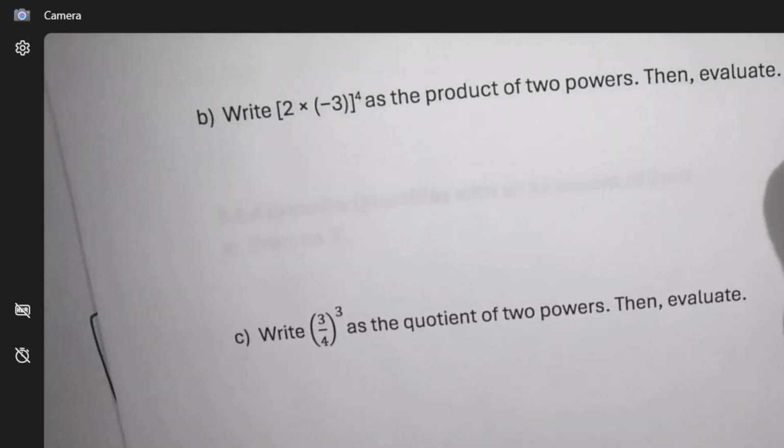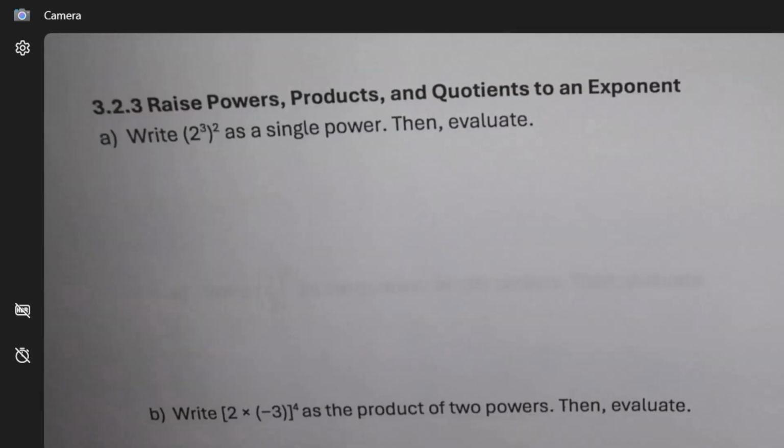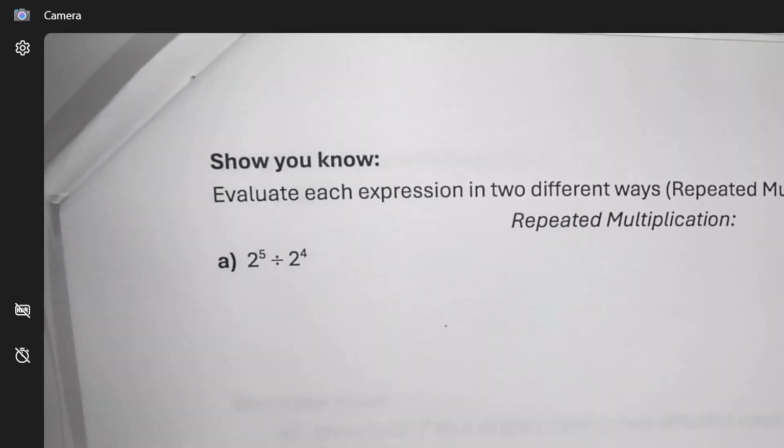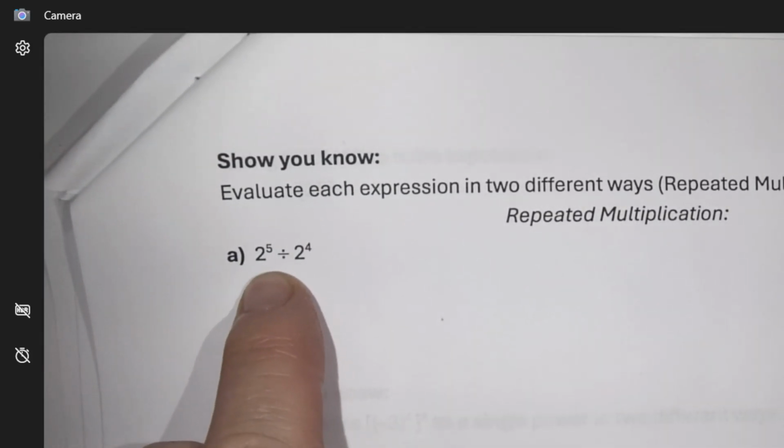That was your division rule. Okay, so this is almost the same question. Repeated multiplication is what the first thing says. So 2 to the 5th.